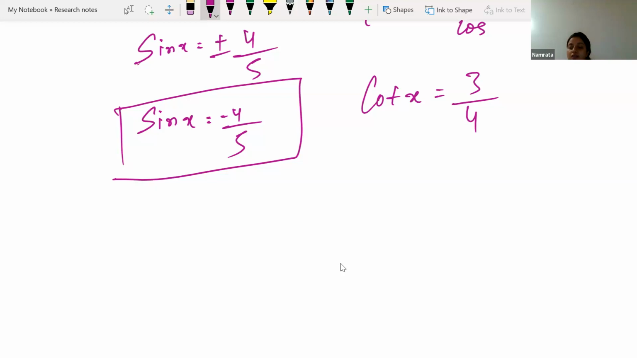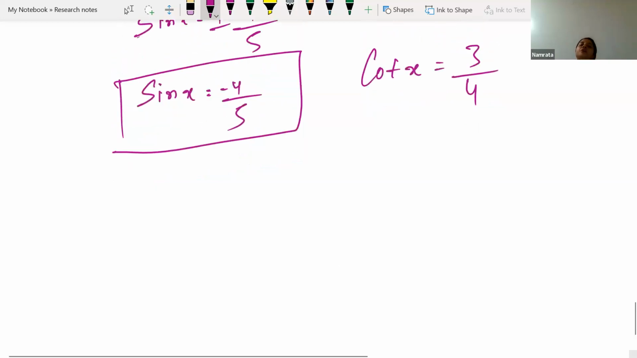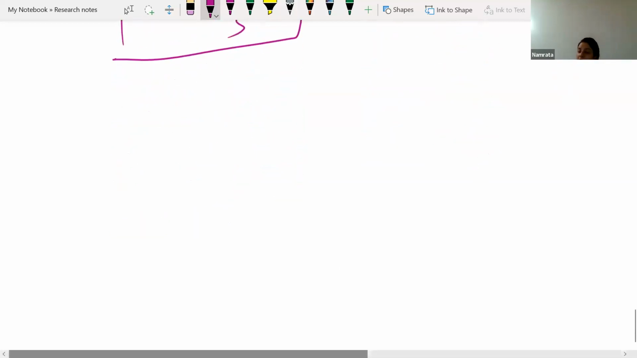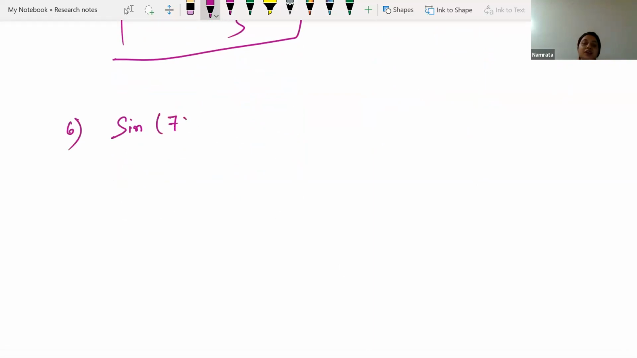Sign means whether it will be a positive value or negative value. Accordingly, we will take the symbol. Okay, now the next question. This type of question you will be able to do with the help of those three formulas. Sin square x plus cos square x is equals to 1. Sec square x minus tan square x is equals to 1. And cosec square x minus cot square x is equals to 1. Now the next part is, from the exercises, sin 765 degrees value we have to find.